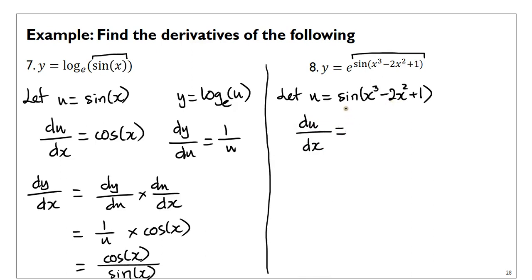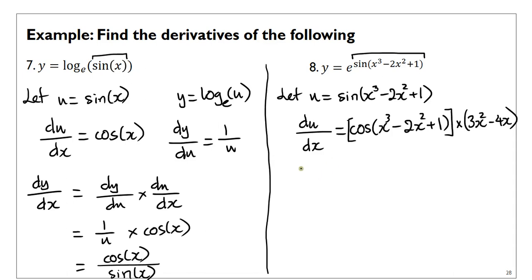So what I'm going to do is derive the trig. The derivative of sin is cos. Keep the angle the same. So the derivative of this is this. That is so easy to understand. The derivative of sin is cos. And then I'm going to multiply this with the derivative of the angle. So the derivative of the angle x cubed minus 2x squared plus 1 is going to be 3x squared minus 4x. So this is an expression of du/dx. I don't think we can simplify it anymore.